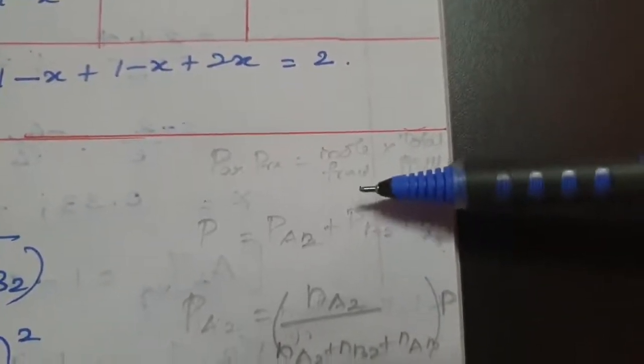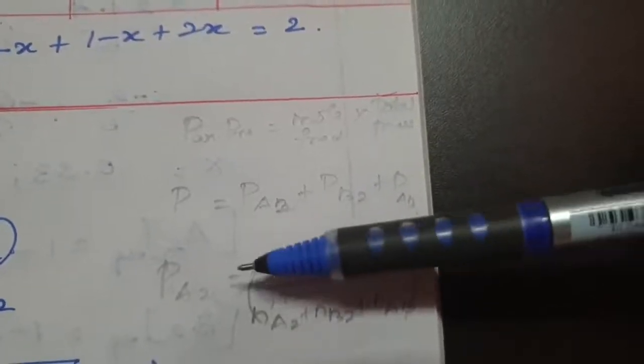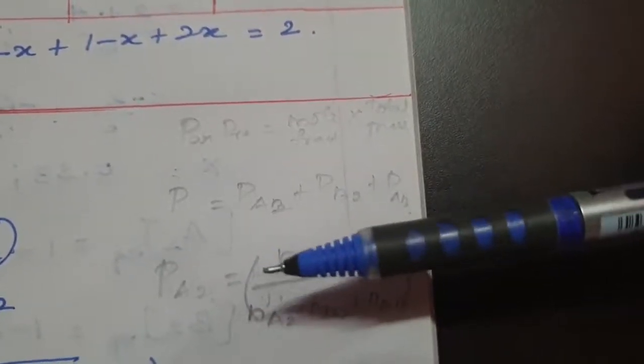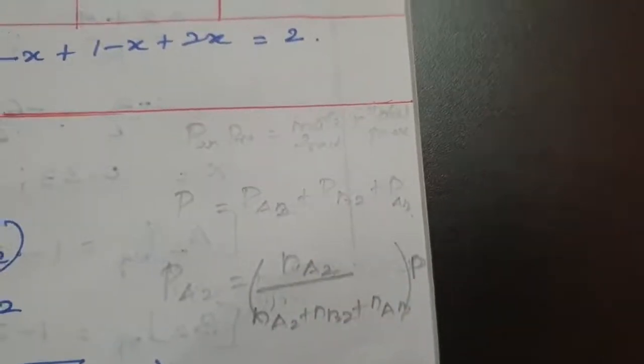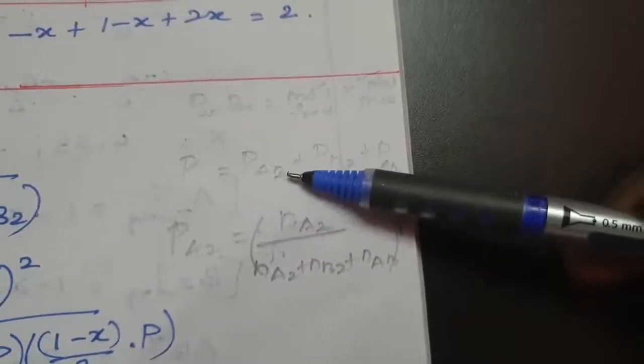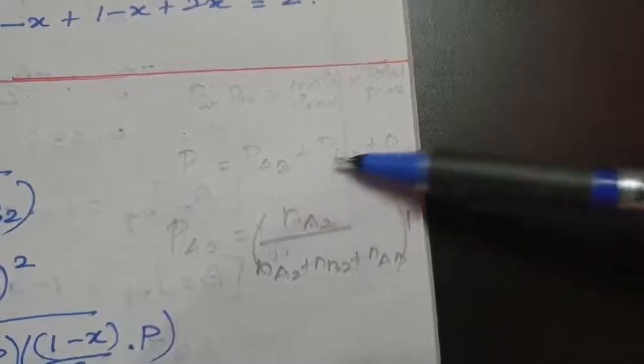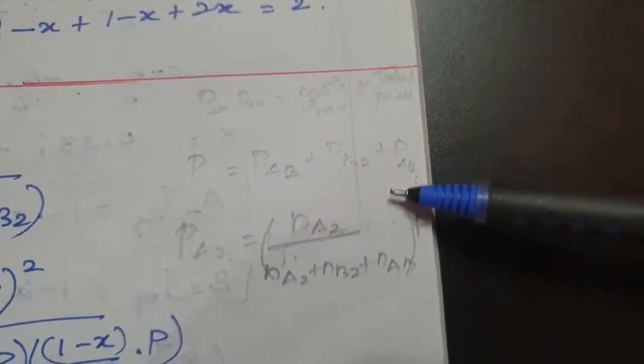Then again, in the first lesson you studied what is mole fraction. The mole fraction of A is denoted by XA. XA means you have to write the number of moles of A divided by the number of moles of all the components present in the solution. Here total pressure is equal to P of A2 plus P of B2 plus P of AB, because these three are taken in this reaction.